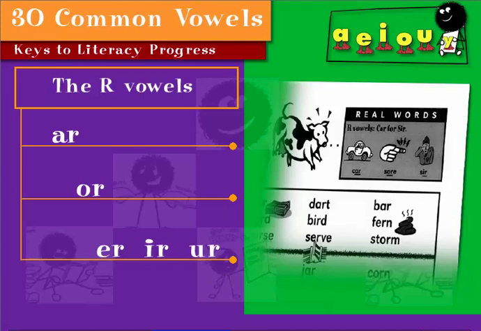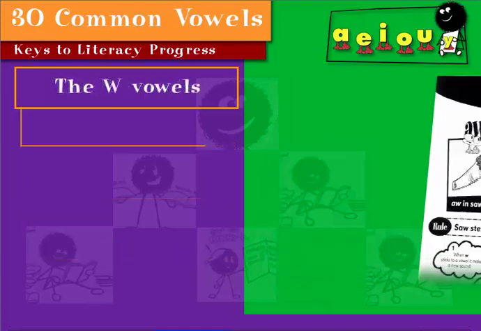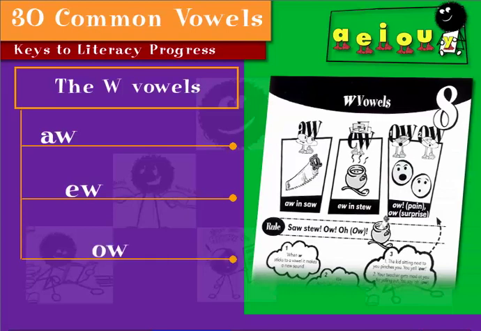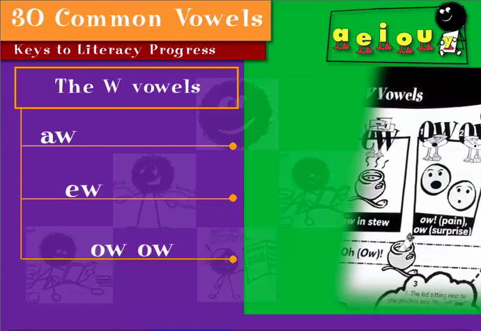Do a salute action to remind yourself what the sound is. Meet the W vowels. AW says or, as in saw. EW says you, as in stew, and sometimes oo, as in blue. There's no IW or UW, and OW has two sounds.